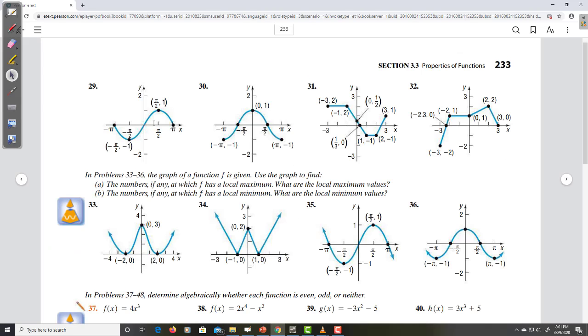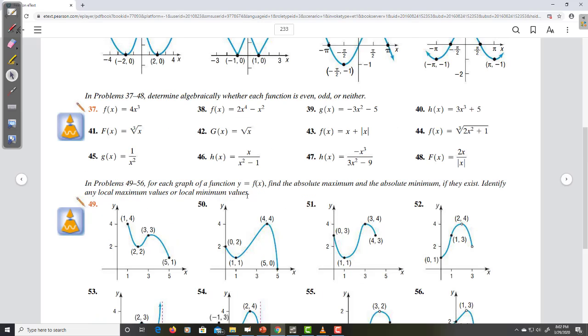This, though, is not even, because if you rotate it around the y-axis, this part would be over here. But it is odd. Remember, you can check odd by rotating 180 degrees flat on the page. So this would rotate over to here, this part would rotate over to there, be the same shape. So it is odd. This one's even, these two are neither.